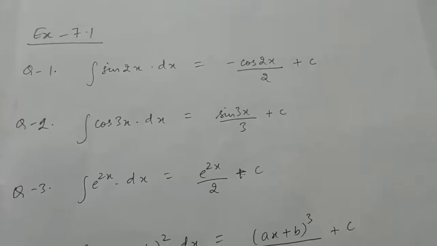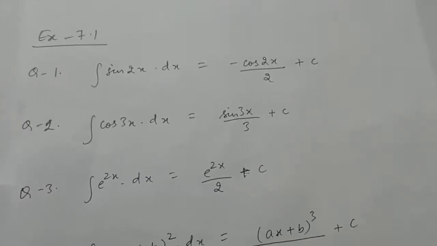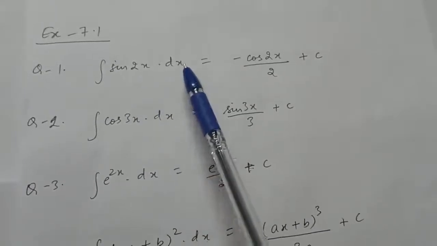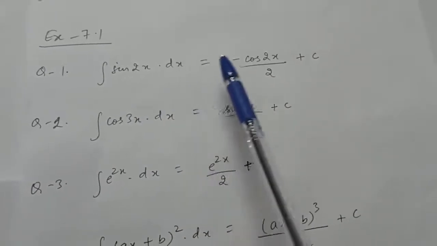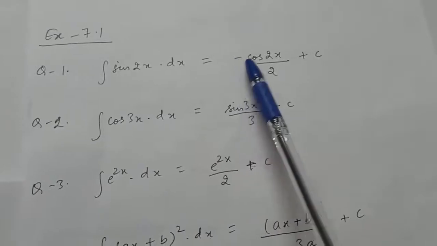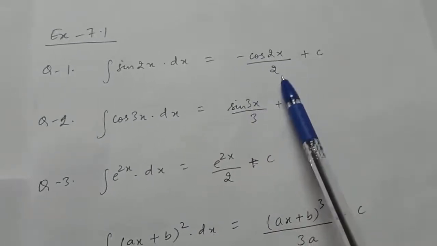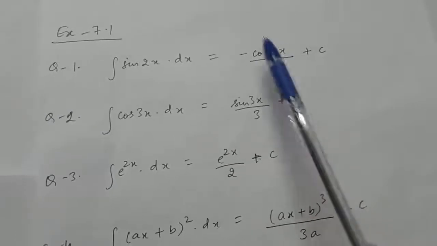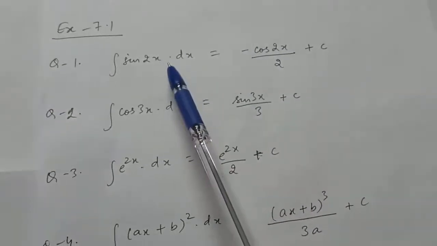So question first is to find the antiderivative or the integral of sine 2x with respect to x. So you know by the formula it is directly minus cos 2x upon 2 plus c, because the derivative of this is nothing but sine 2x, right?